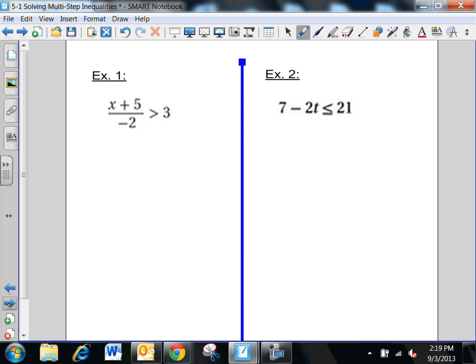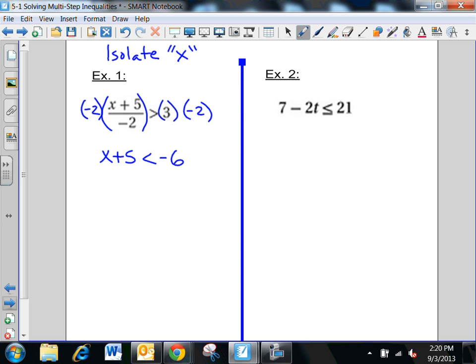So here are two examples where, for each problem, we are trying to isolate x on one side. For example 1, I'm going to multiply both sides by -2. That's the very first thing I'm going to do. On the left-hand side, I'll get x plus 5, and I'll have to switch the sign to less than. On the right-hand side, I'll get -6. Notice that I went from greater than to less than. Then the last step, I'm going to subtract 5 from both sides. So I'll get x is less than -11. That would be my solution for number 1.